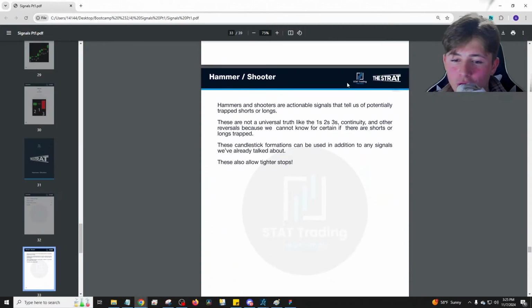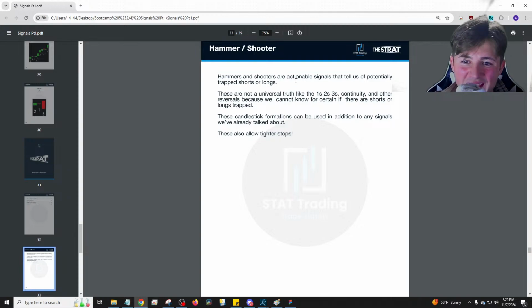And to quickly go over hammers and shooters, they are actionable signals that tell us of potentially trapped longs or shorts. So they're not a universal truth like the 1s, 2s, and 3s, time frame continuity, or the other types of reversals like a 2-2 or a 1-2-2 rev strat, etc. Because we can't know for certain if there are shorts or longs trapped.